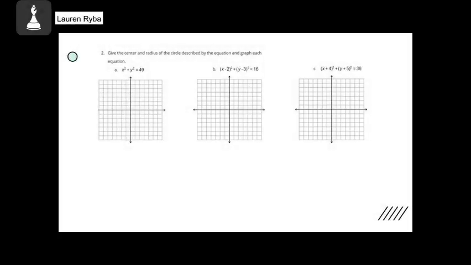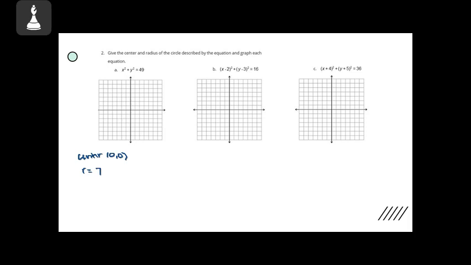Our first equation here is x squared plus y squared equals 49. So in the most simple form, we have nothing added to the x value. We have nothing added to the y value. So that means our center is at the origin, 0, 0. And the other thing we need to get is our radius. Well, 49 is the radius squared. So that means the radius then is the square root of 49, or 7.